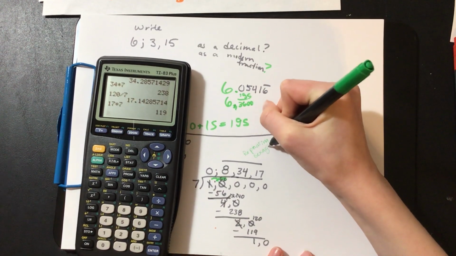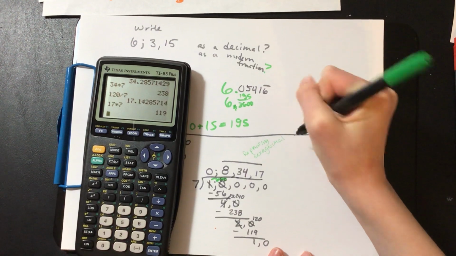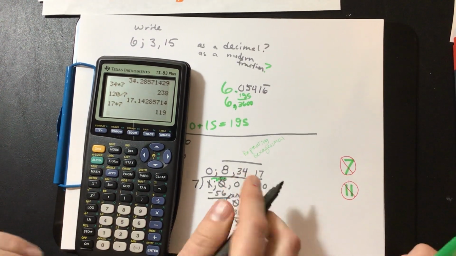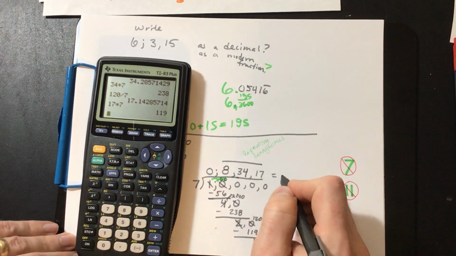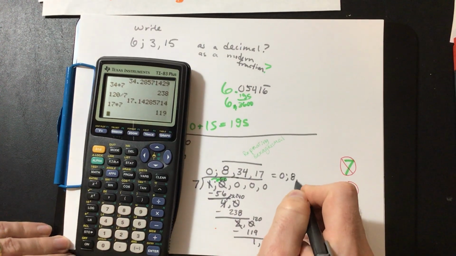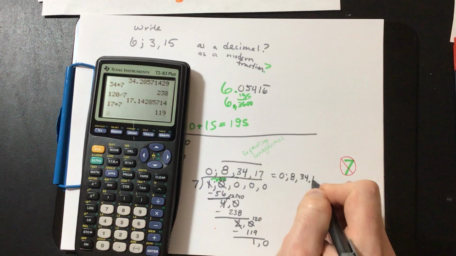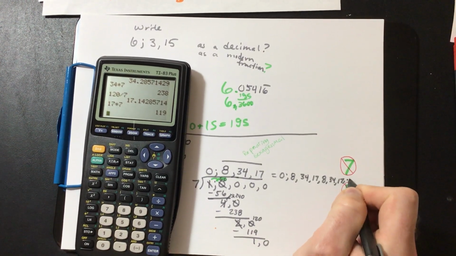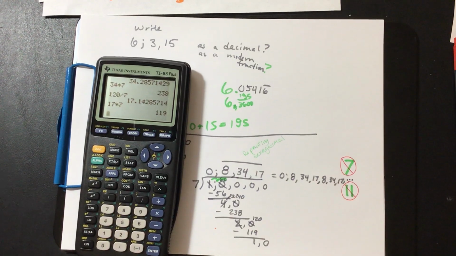sexagesimal. Yeah, so now we're doing stuff with Babylonian numerals that the Babylonians didn't even do. We could write it with our notation with the bar over it, or we could also write 8, comma 34, comma 17, comma 8, comma 34, comma 17, dot, dot, dot, something like that.